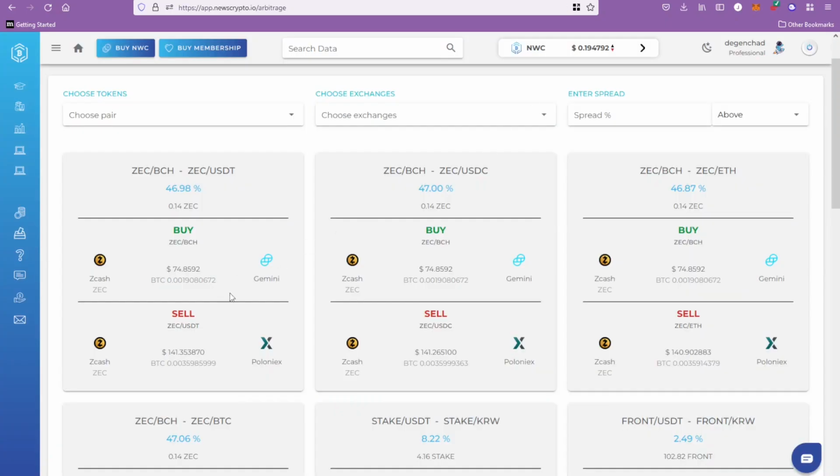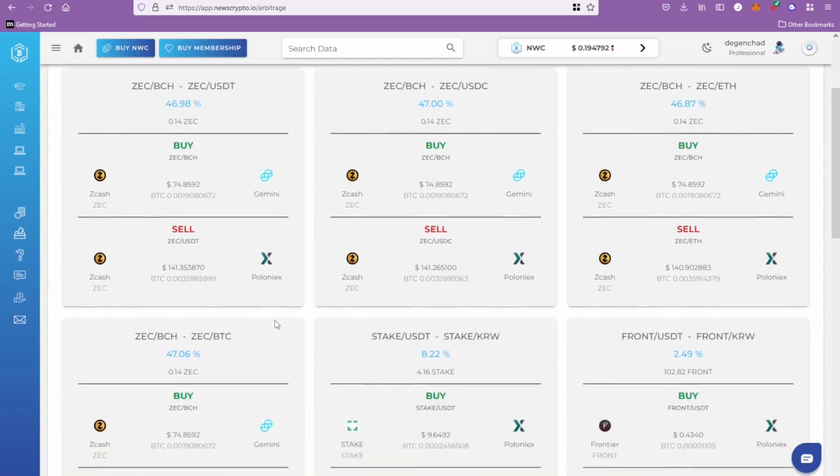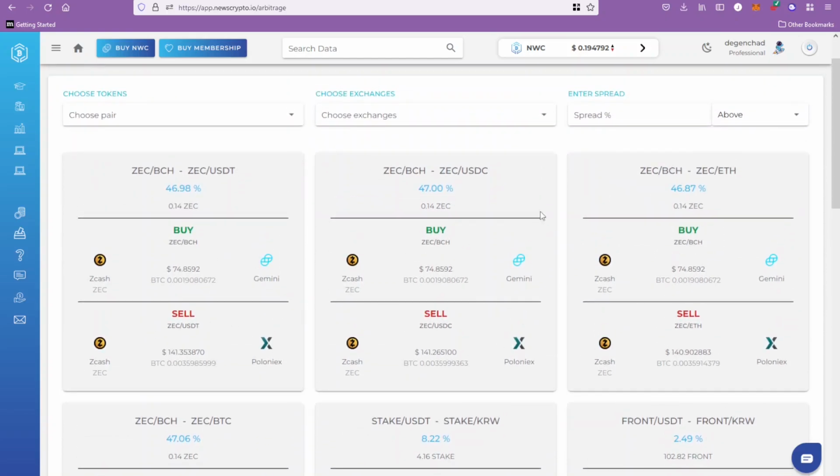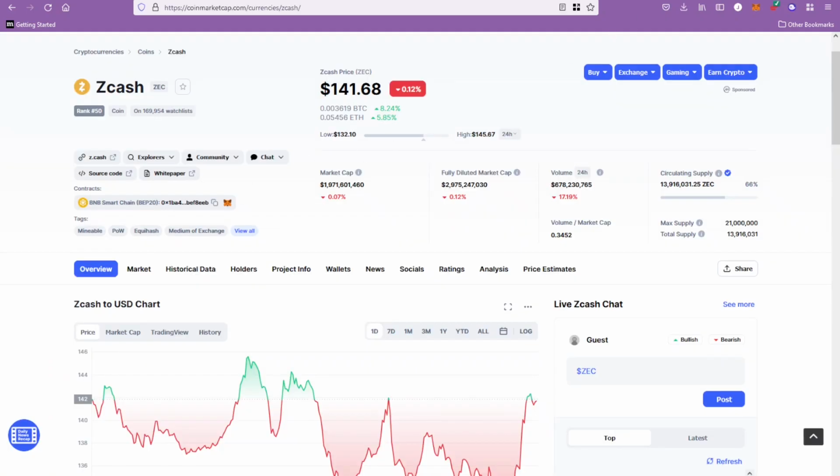So if you did have some money on Gemini, and you could go over quick onto Gemini and buy this at $74, this would be a really good opportunity, because you could send it through the Binance Smart Chain over onto this exchange here, and then sell it for double your money. So yeah, just looking now, it's a really good opportunity. It's a shame that I can't. I'm busy making this video and I can't take advantage of that myself. But yeah, that's in a nutshell how it works.